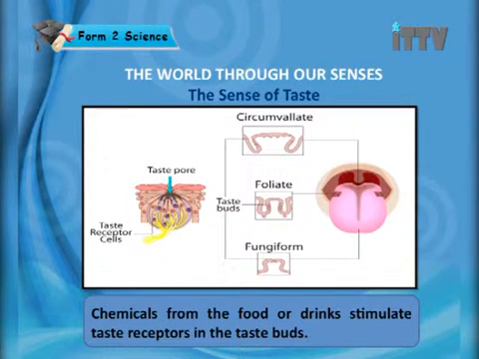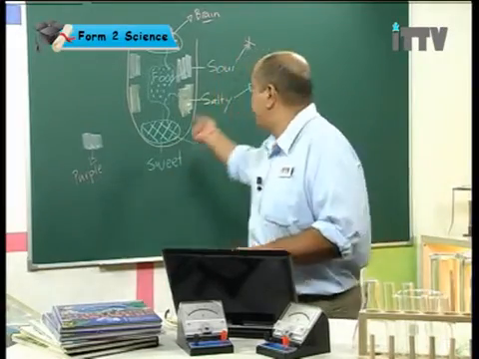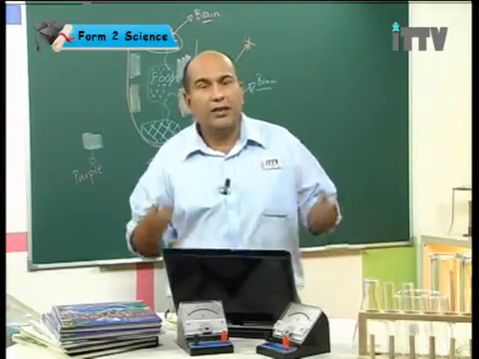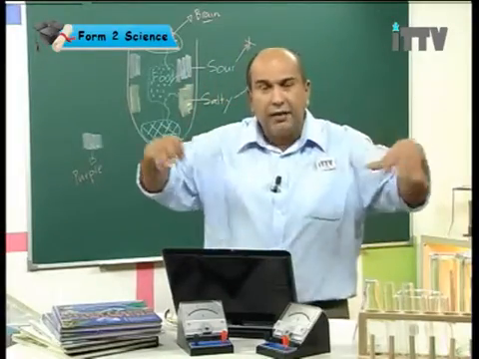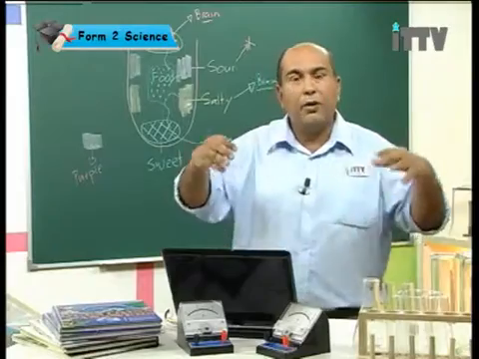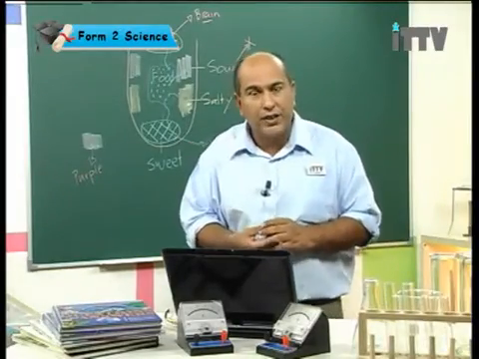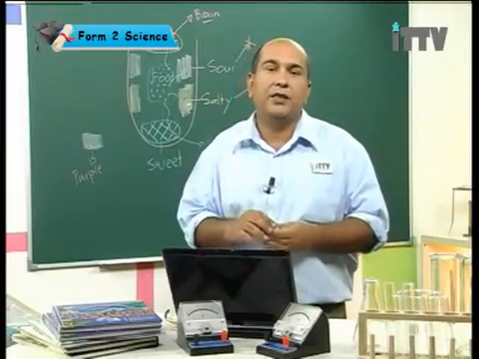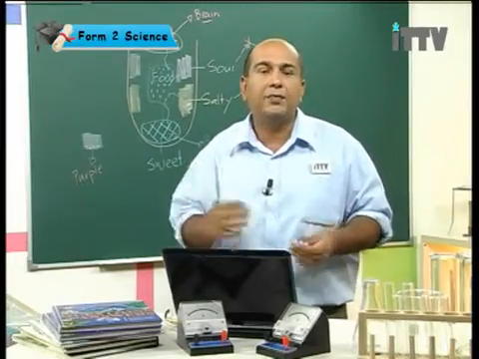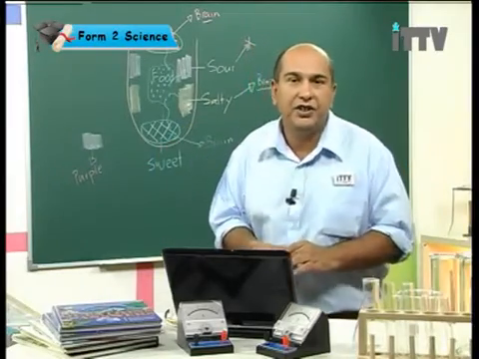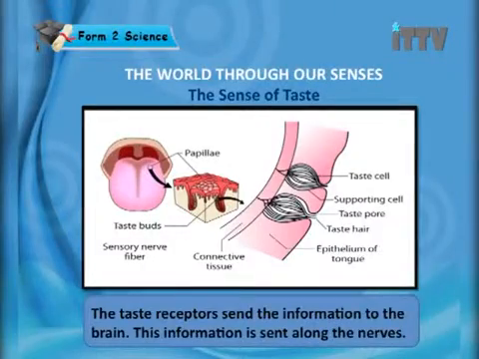Chemicals from the food or drinks stimulate taste receptors in the taste buds, which is exactly what we've just demonstrated here on the board. Once the chemicals have dissolved, the saliva carries these chemicals to the areas around the tongue where our taste buds are situated. If a particular chemical is present that stimulates that taste bud, then that taste bud will fire messages to the brain. The taste receptors send the information to the brain.